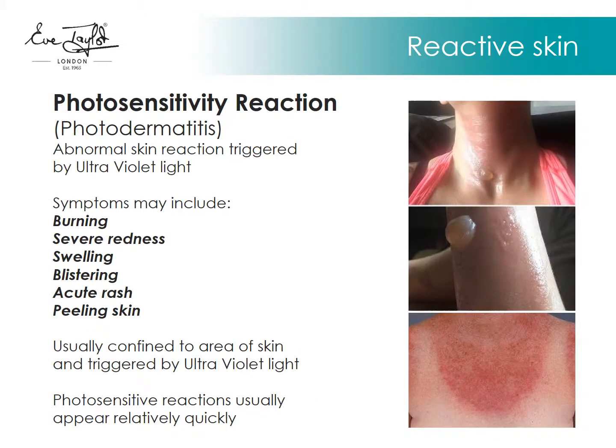Photosensitivity reaction is also known as photodermatitis. This is an abnormal skin reaction triggered by ultraviolet light. The symptoms may include burning, severe redness, swelling, blistering, an acute rash, and peeling of the skin.